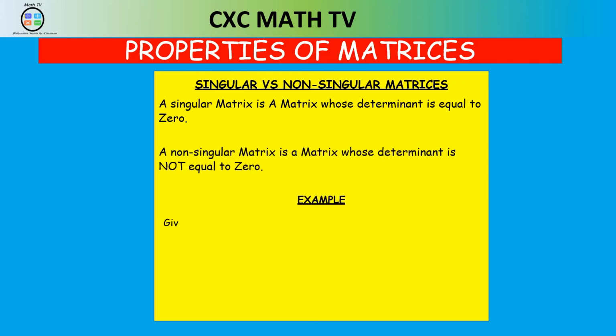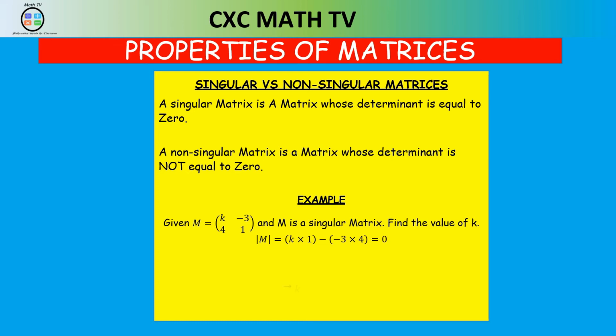Here's a typical example. Given the matrix M is K, negative 3, 4, 1, and M is a singular matrix, find the value of K. Now we know that the determinant of M is going to be K times 1 minus negative 3 times 4. But since they told us it is singular, we equate it to 0. And so we get K minus negative 12 equals 0. And minus becomes plus, so we get K plus 12 is 0. And so K is equal to negative 12. That's the value of K that will make this matrix singular.